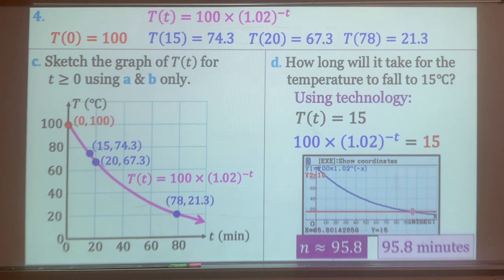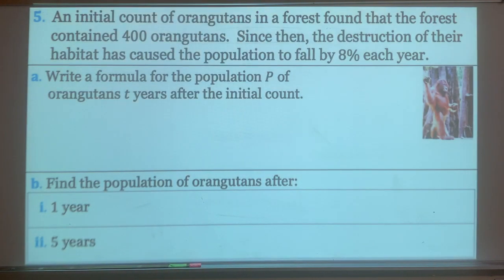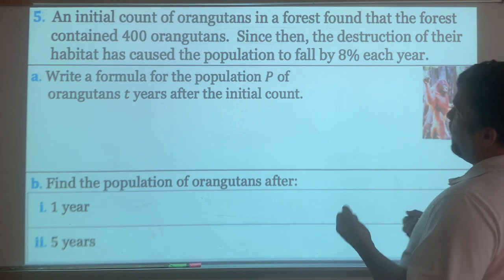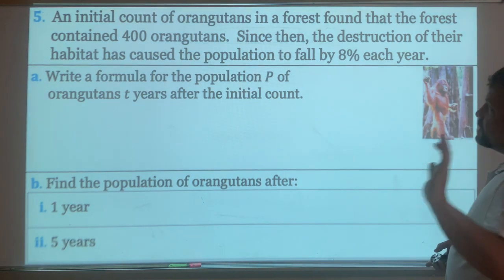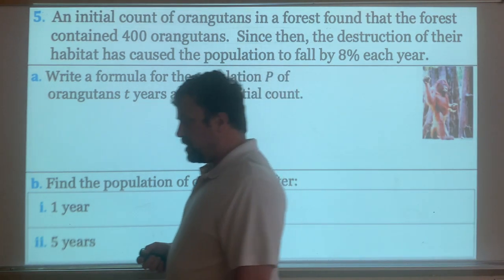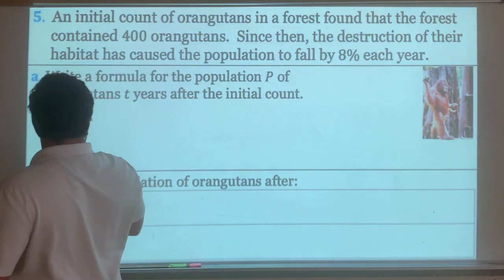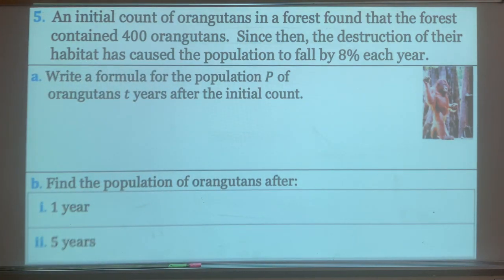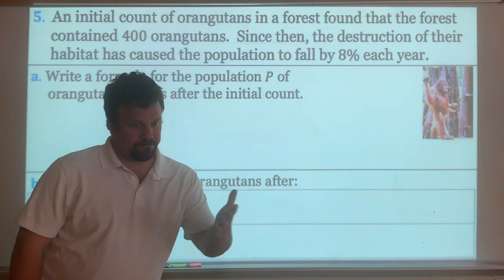Six more. An initial count of orangutans in a forest found the forest contains 400 orangutans. Since then, the destruction of their habitat has caused the population to fall by 8% each year. Write a formula for the population P of orangutans T years after its initial count. All right, so I want you to come up with a formula for the falling population. So it falls by 8% every year. What do you believe your multiplier is?